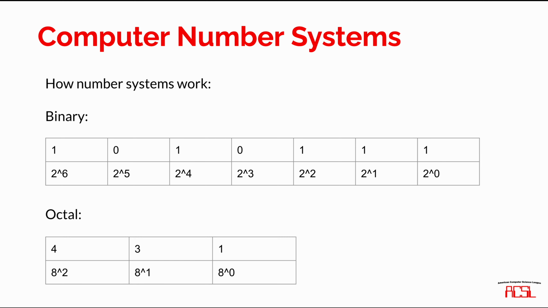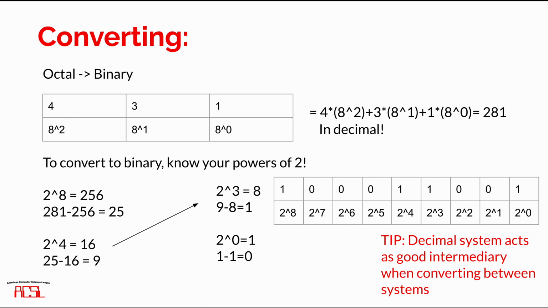The octal system stores numbers in powers of 8, which means that it can store digits 0 through 7 in each column, and it grows through powers of 8. So this first column is going to be 8 to the 0, which is 1s, then this is 8s and 64s. The way that these number systems are used in ACSL, they will typically require a conversion. When you're converting, it's recommended for beginners to use decimal as an intermediary when converting between 2 different methods. Take, for example, trying to convert octal to binary.